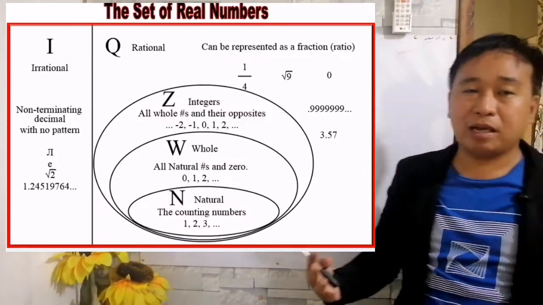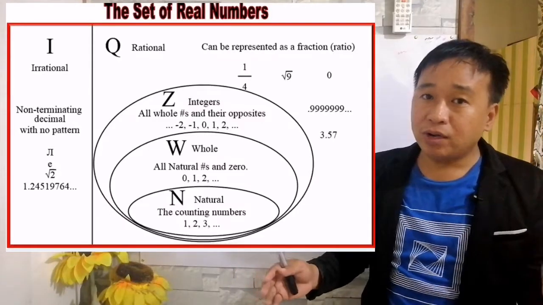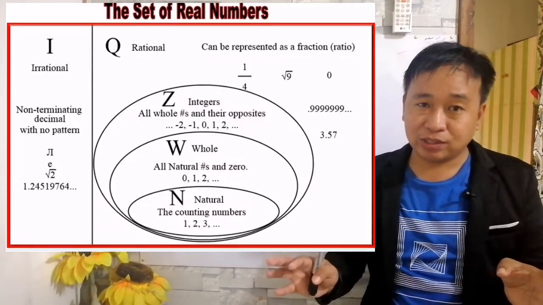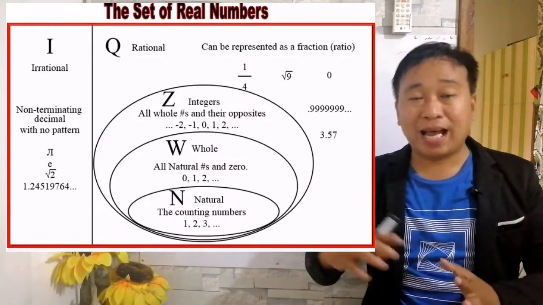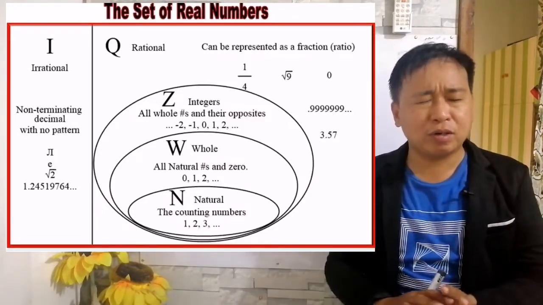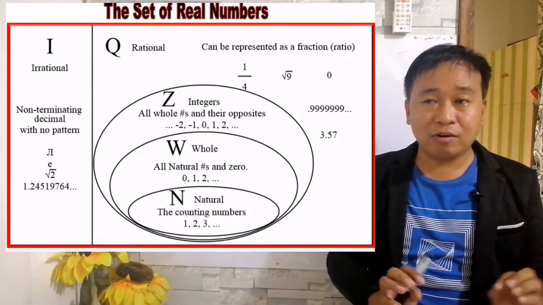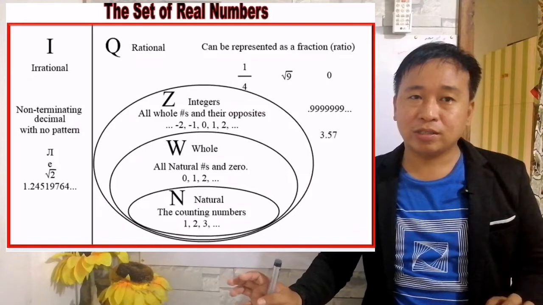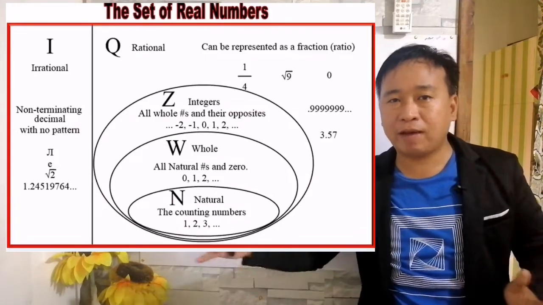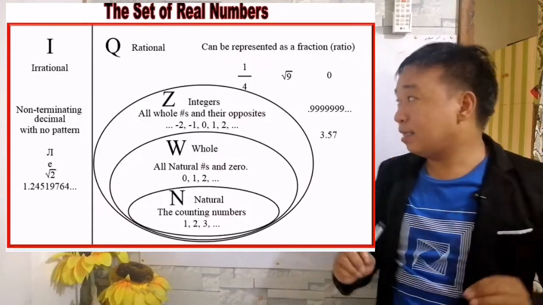So next is whole numbers. When you talk about whole numbers, that is 0 plus the natural numbers. So that is a whole number. When you talk about whole numbers, zero is included. Zero plus natural numbers. So 0, 1, 2, 3, 4, 5, so forth and so on. That is whole numbers.